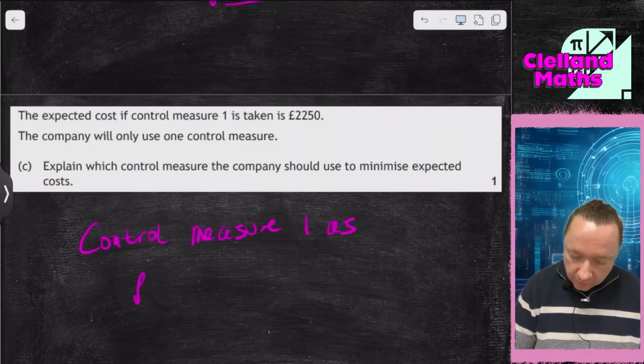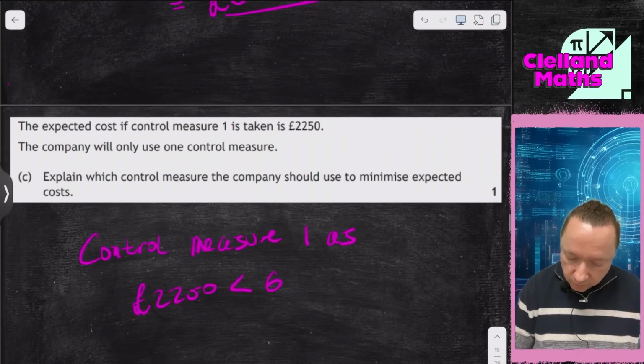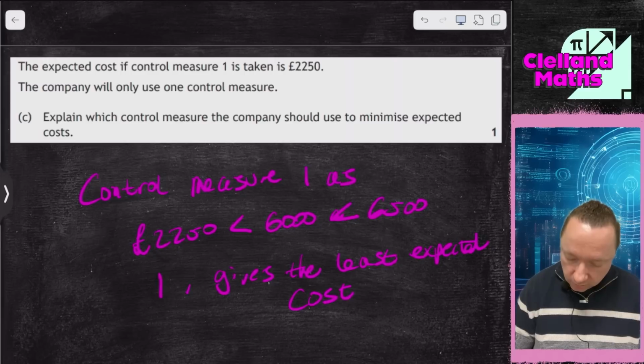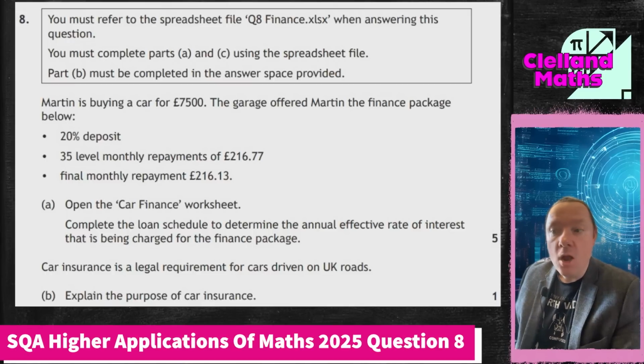As £22.50 is less than £6,000 and £6,500, control measure 1 gives the least expected costs. And we're done there. SQA Higher Application Maths 2025, question 8.